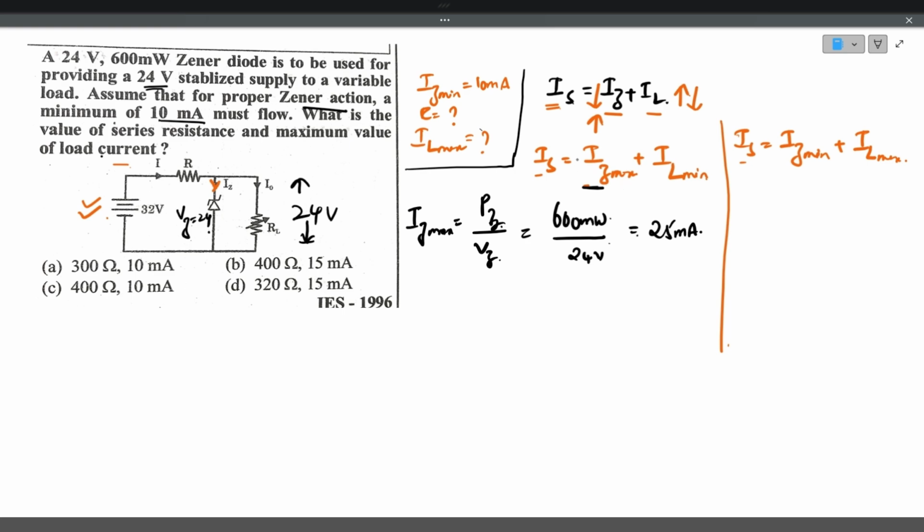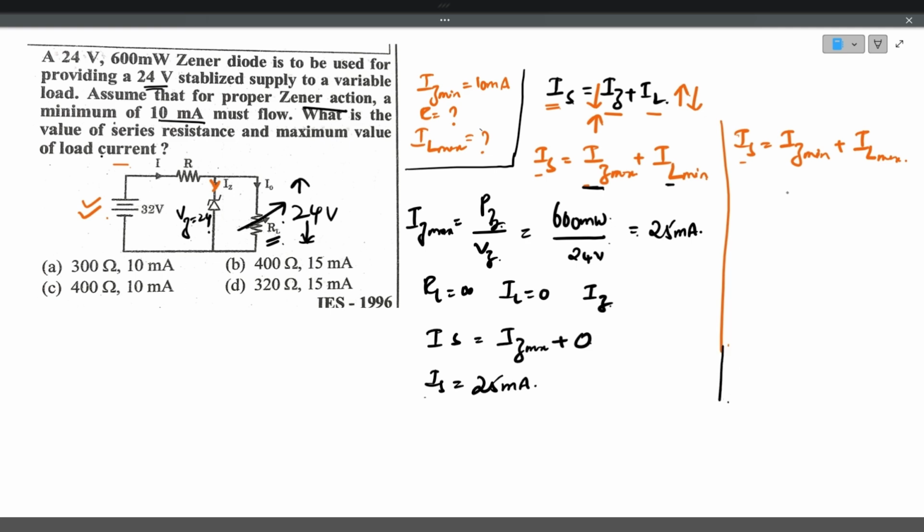So when Zener current is maximum, the load current minimum will be approximated to 0 milliamps. Why? Because if the Zener current increases drastically, load current is almost 0. Here the load resistance is variable. When RL goes to infinite, IL is equal to 0. So the whole current flows through the Zener diode as Zener current. So IS is equal to IZ maximum and the load current is 0. If you substitute here, the series current IS is equal to 25 milliamps.